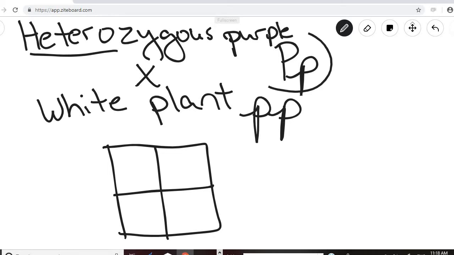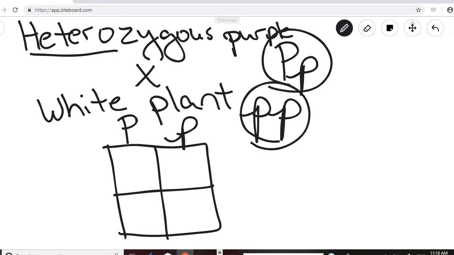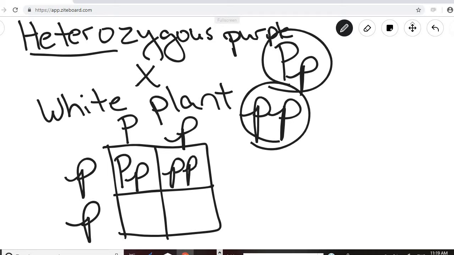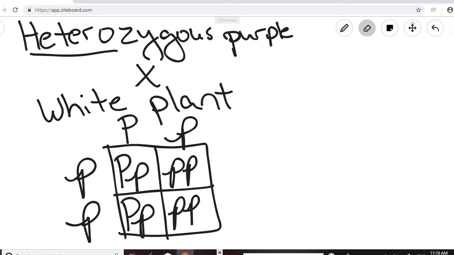And we're going to put this across the top and this across the bottom. It doesn't really matter which one you put where, as long as you get one genotype on one side and one on the top, and then we match these up. So this would be uppercase P, lowercase p, lowercase p, lowercase p, uppercase P, lowercase p, and lowercase p, lowercase p.